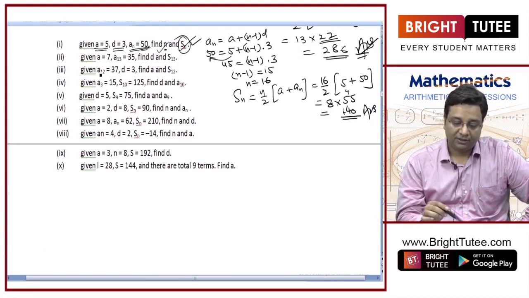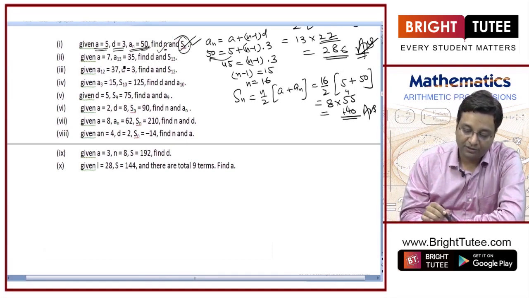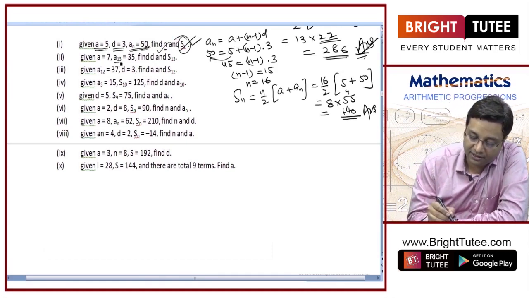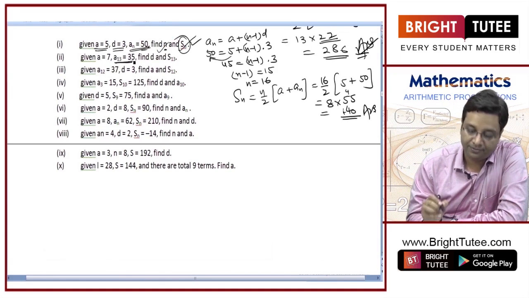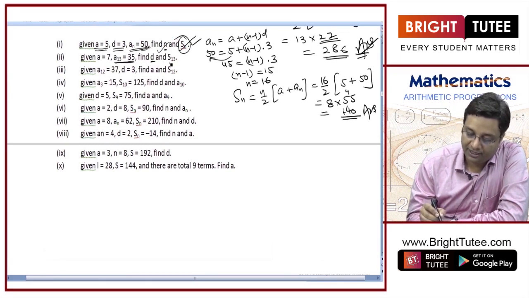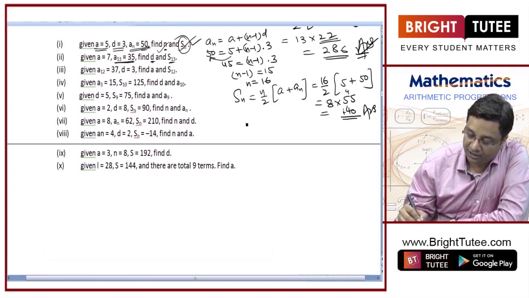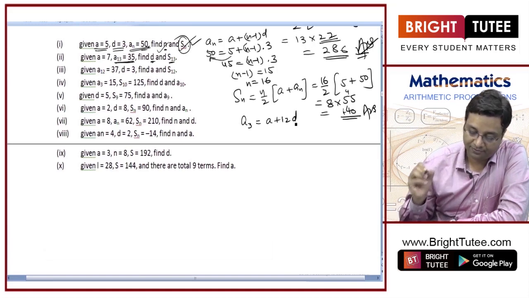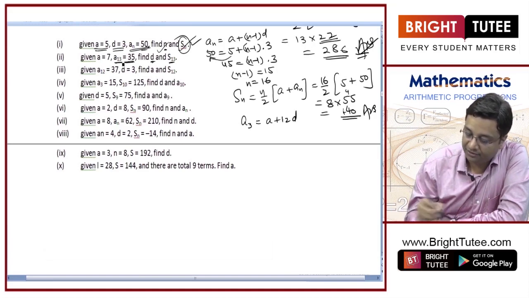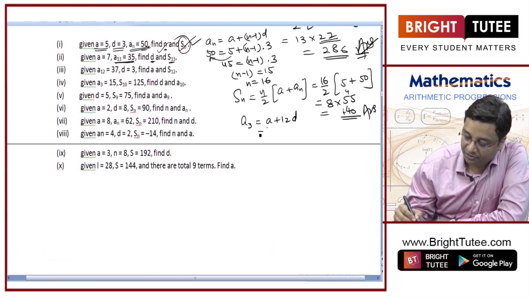In the next subpart, a is equal to 7, a13 is equal to 35, and we need to find d and S13, right? So if you remember, what is a13? a13 was a plus 12d. a13 is equal to 7 plus 12d. a13 is given as 35.